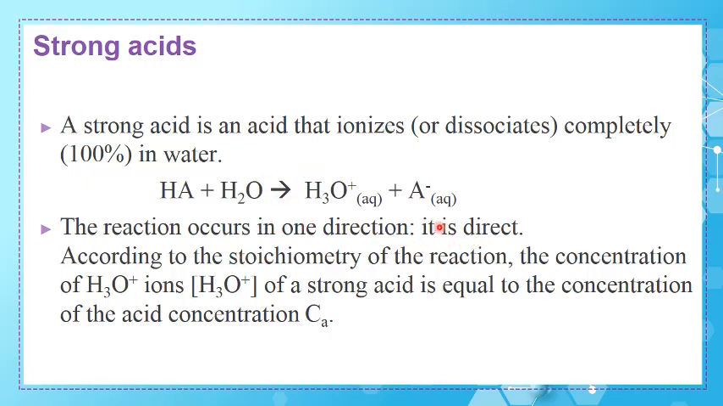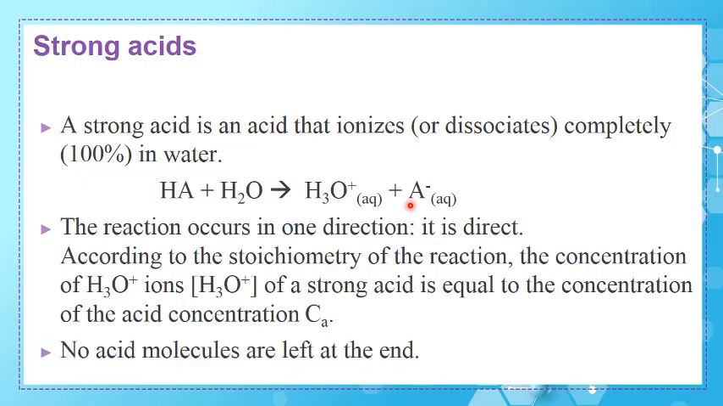According to the stoichiometry of the reaction, if you compare the concentration of the H3O+ ions, it would be equal to the initial concentration of the acid, that is equal to Ca. What is Ca? Concentration of acid. The letter a is a small letter used to say that it is Ca. Why? Because we said that the acid is completely dissociated to give H3O+ and A-. So no acid molecules are left at the end.